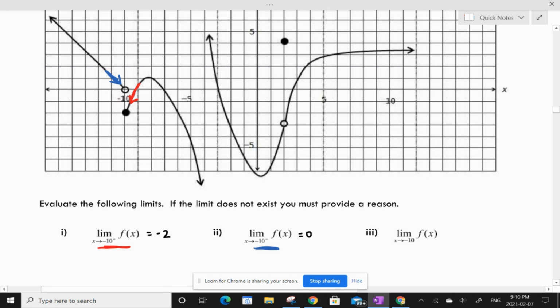Now it's asking, what's the limit as x approaches negative 10 for f of x? You already know the left-hand side limit and you know the right-hand side limit. Compare the numbers. Unfortunately, they're not the same. So in this particular case, the limit does not exist. And the reasoning that we're going to give here is that the left-hand side limit doesn't equal the right-hand side limit.